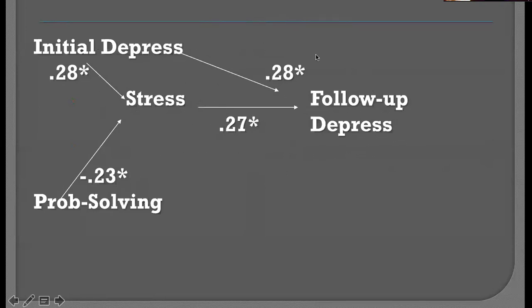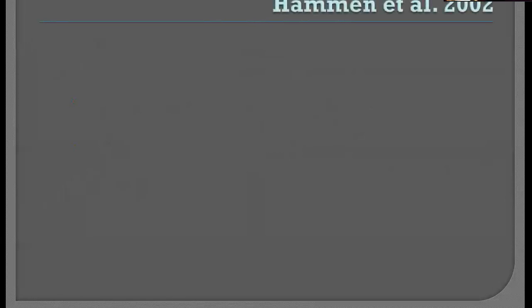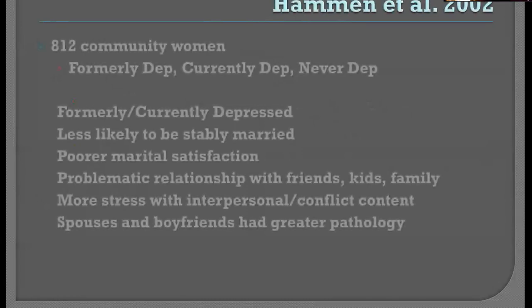So what we see is obviously initial depression predicts follow-up depression pretty strongly, but also initial depression predicts stress, and low problem solving also predicts higher stress, or higher problem solving predicts lower stress, hence the negative beta weight. And stress predicts follow-up depression, even accounting for initial depression, and all of this is statistically significant. So this is nice, compelling evidence for the interpersonal model, and it's going to start being filled out a little bit more.